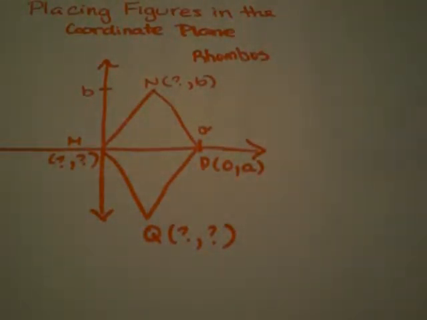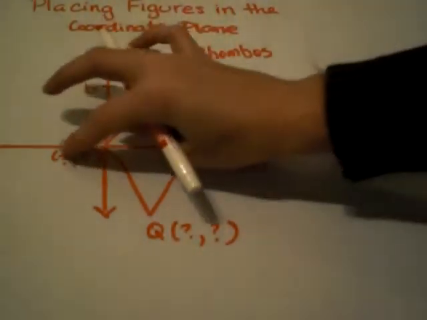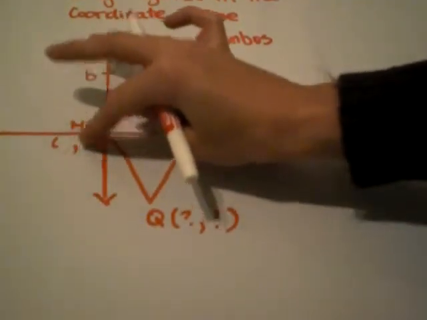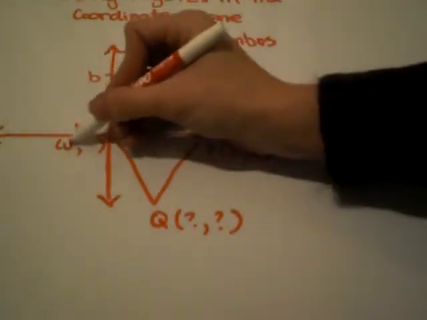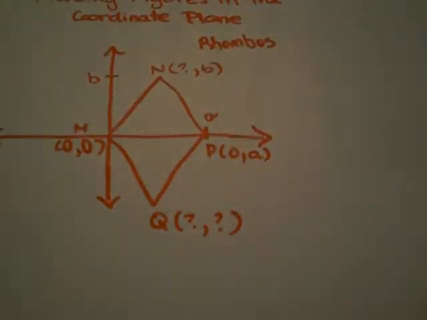Okay, so the first point that's the easiest one to find is over here at point M. I can get rid of my little question marks. Okay, and M is at the origin. So the origin is always 0, 0. So we can fill those in as 0, 0.